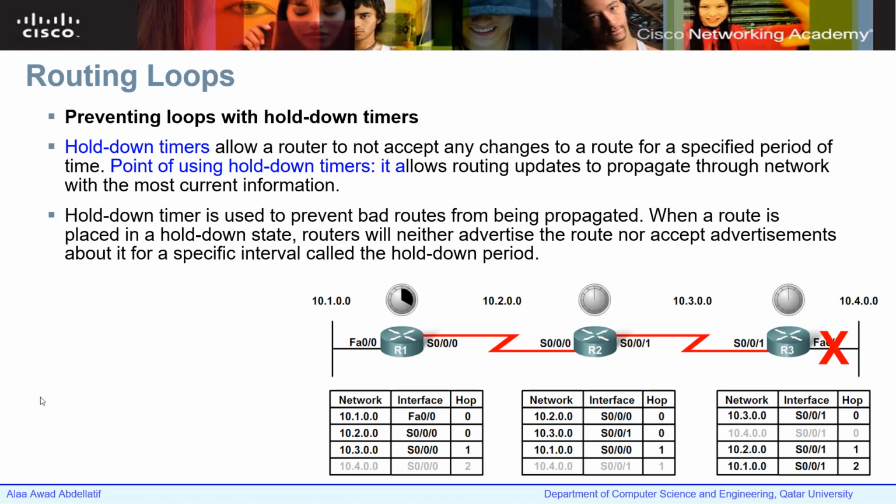So I will not remove it. I will keep it for a certain hold down timer to know that this is unreachable. Even if I receive any information about it, I will not update my routing table because it's on hold. Okay, so using this hold down timer, I can avoid routing loops.